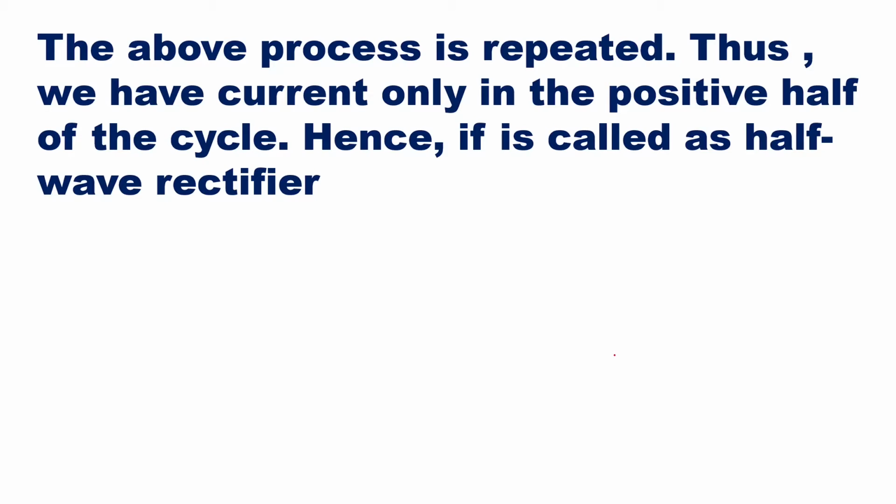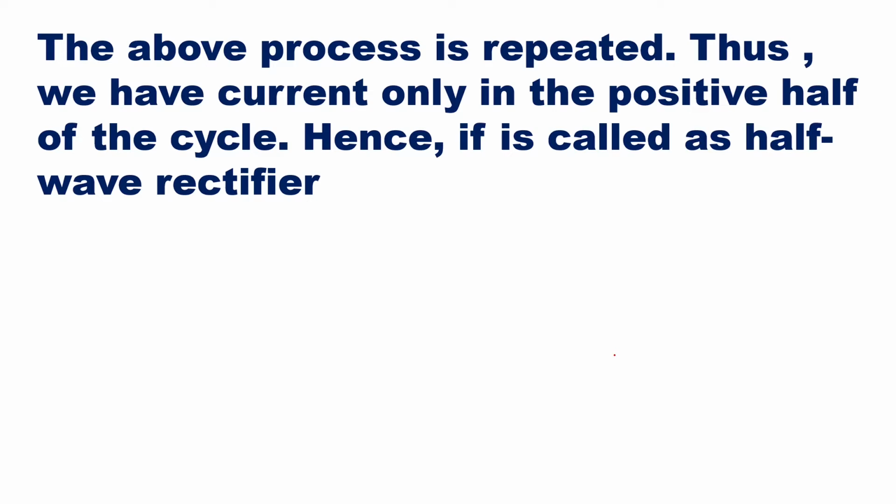Thus, we have current only in the positive half of the cycle. Hence, it is called a half wave rectifier because it is working only at the time of positive half cycle. When the input is positive half cycle, the output is existing. When the input is negative half cycle, output is not existing. So in that case, it is working only for a half wave of the input.